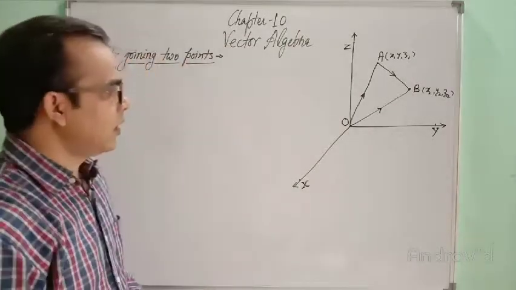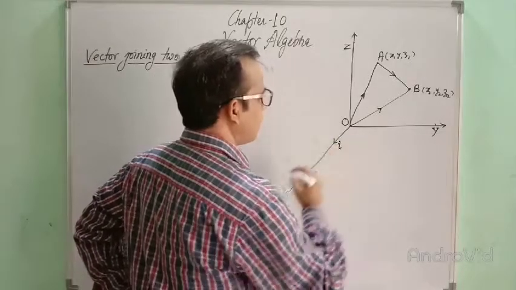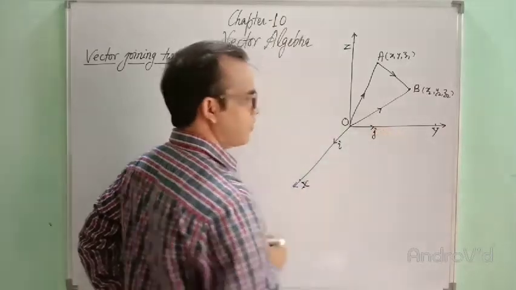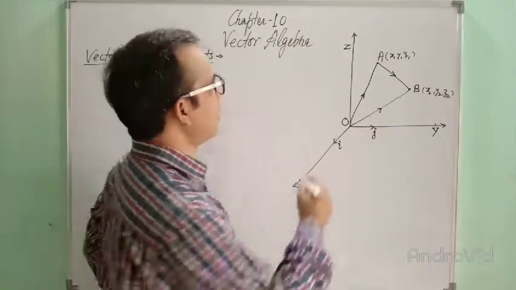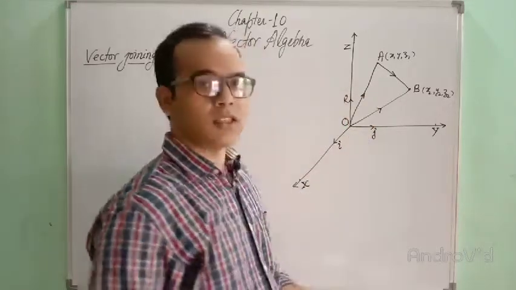Clear? Also, let's suppose that i cap is the unit vector along the x-axis, j cap is the unit vector along the y-axis, and k cap is the unit vector along the z-axis.